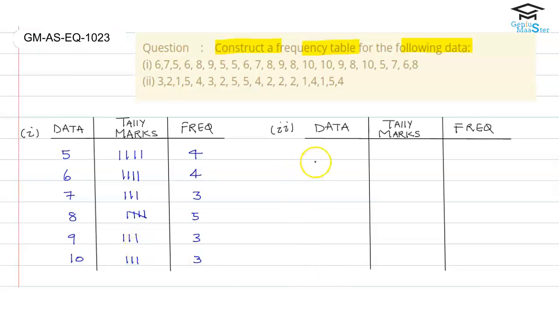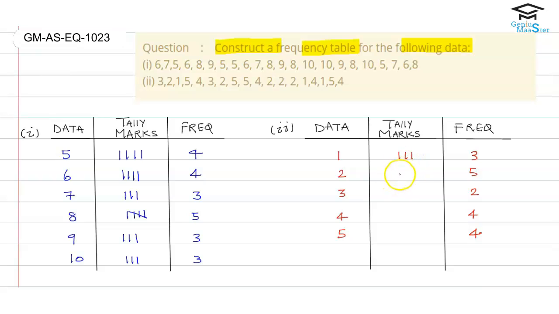Now the second part is in which the data is 1, 2, 3, 4, 5 whose frequencies are 3, 5, 2, 4, 4. Now the tally marks for the data 1 is 1, 2, 3.